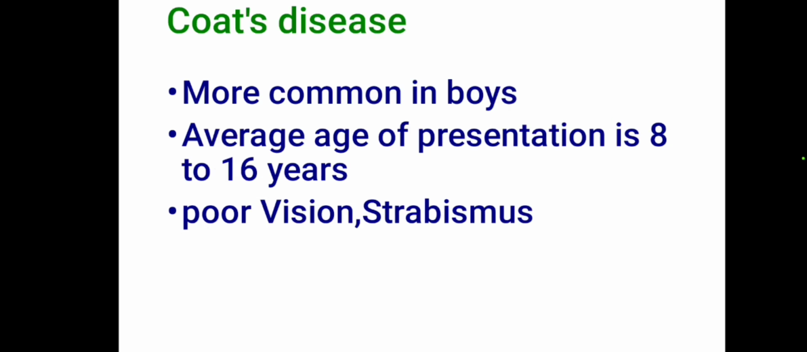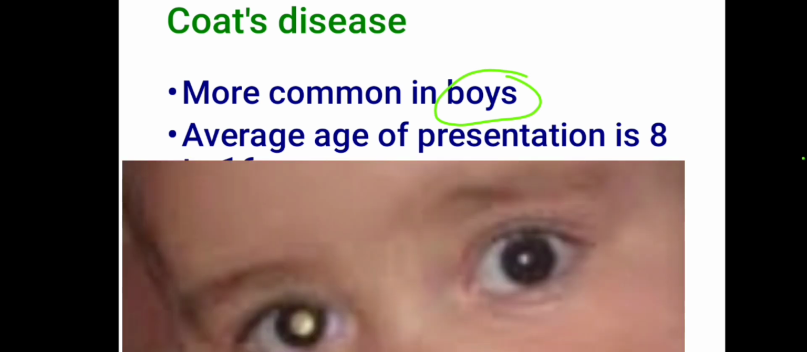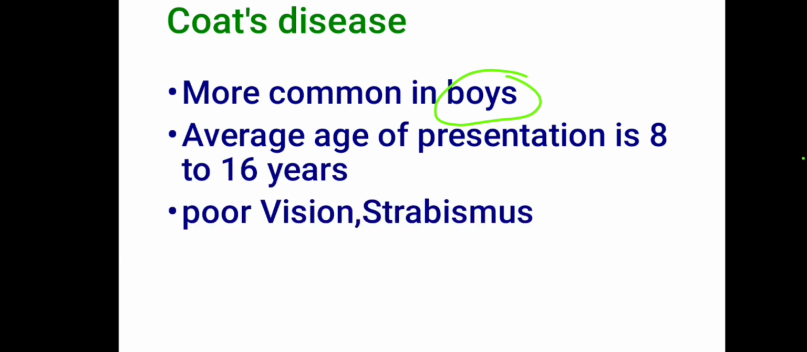It is nothing but an idiopathic condition which is characterized by retinal vascular changes and exudation. Here the catch point is that it affects boys more than girls. So in the history they may mention that the boy or male child is affected. It affects boys in the ratio of 3:1. It is unilateral in presentation most of the time, except in 10 to 15% of cases where it can be bilateral. Usually the average age of presentation is 8 to 16 years, though it's congenital.